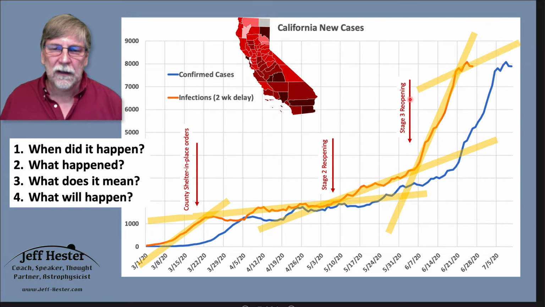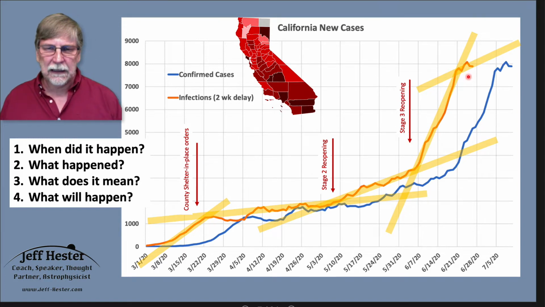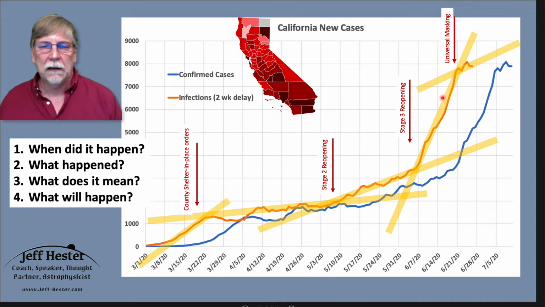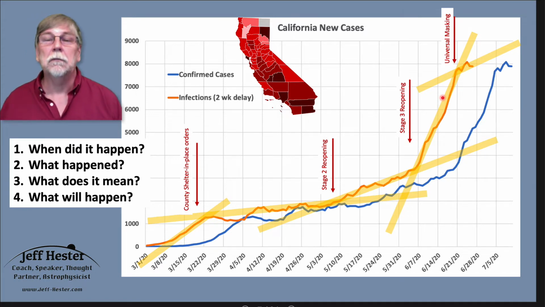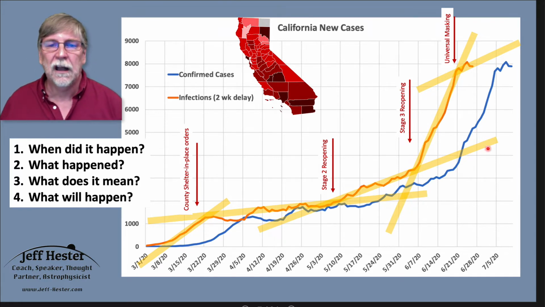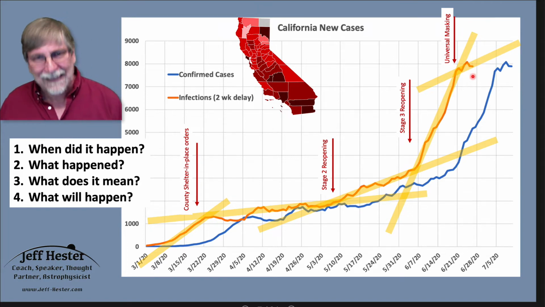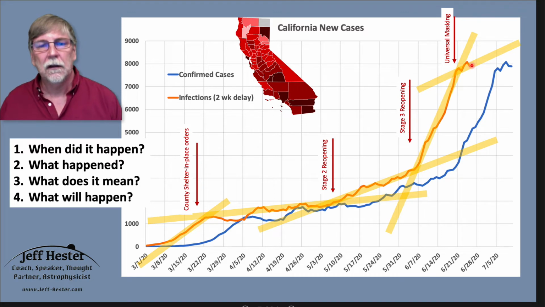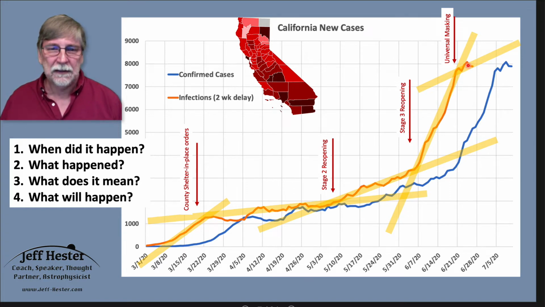Then up here, it looks like maybe things have gotten better again. There's a kink there. What's going on there? Well, that's where California instituted universal masking. And even though, sitting here in the middle of July, I'm saying that we are only now beginning to unambiguously see the effects of the universal masking order that was put in place back in the middle of June. That's the situation. That's what it means to try to deal with COVID.